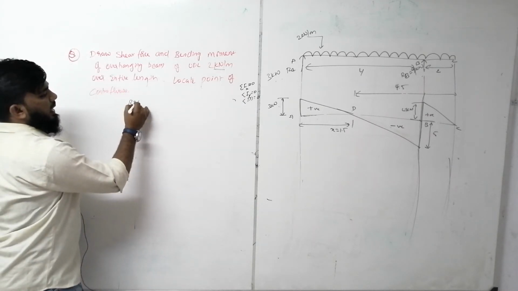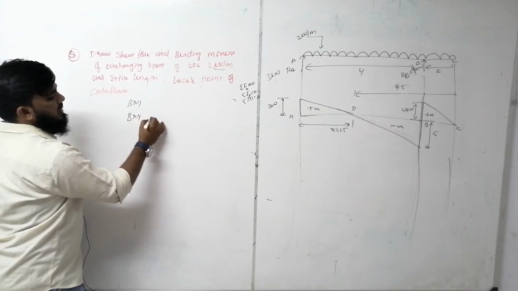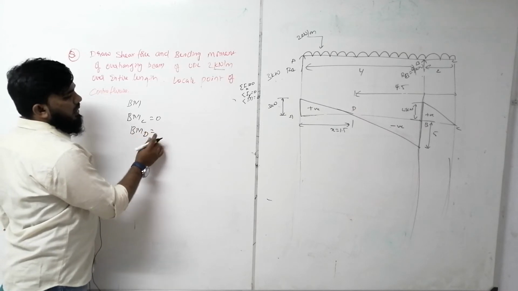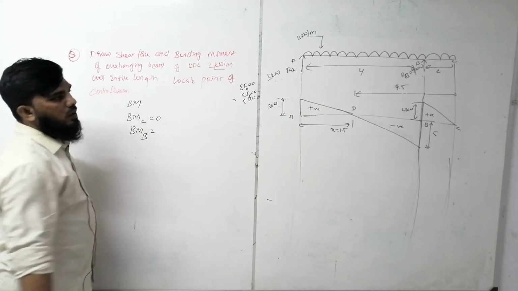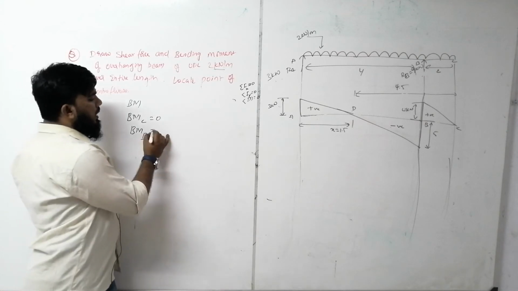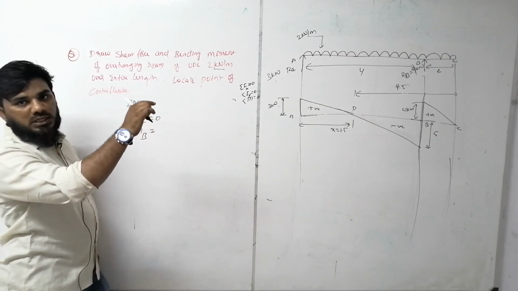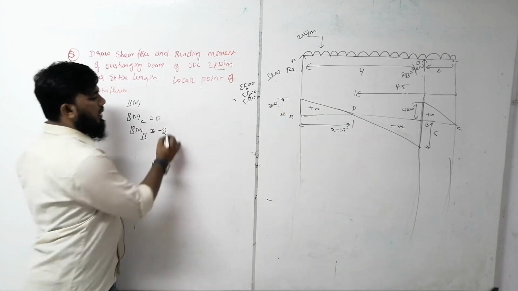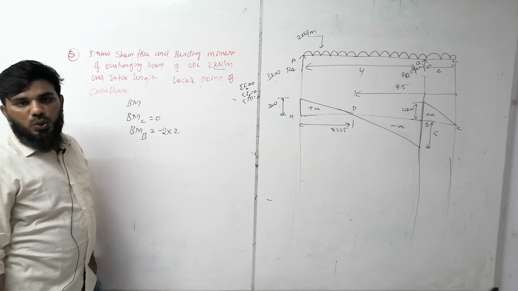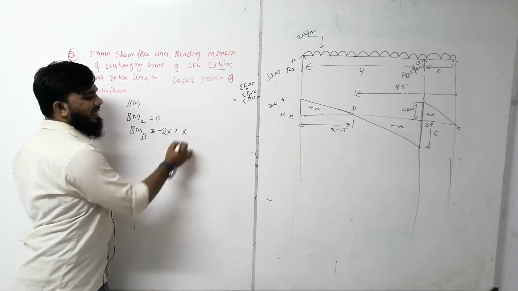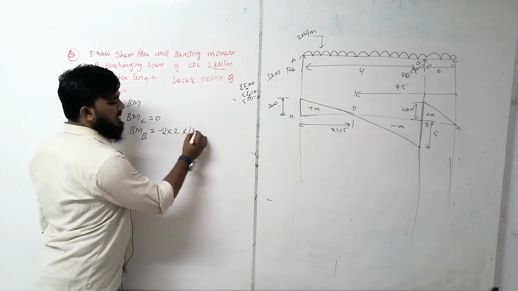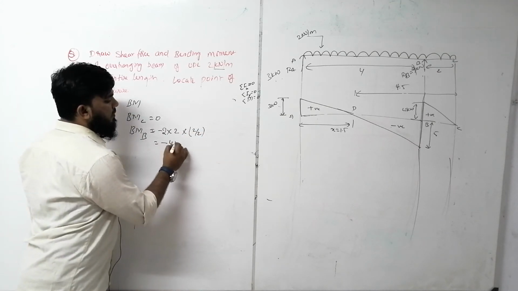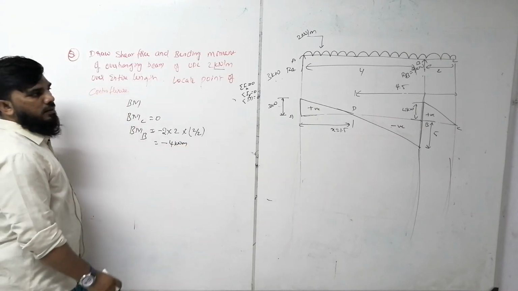Bending moment at point C is equal to 0. Next, bending moment at point B is equal to the UDL load, which is trying to rotate point B in clockwise, that is minus 2 into the distance. What is the distance of the UDL? 2. You got the load, you have to get the distance. The distance is 2 by 2, half of the UDL. So the value is minus 4 kilonewton meter.